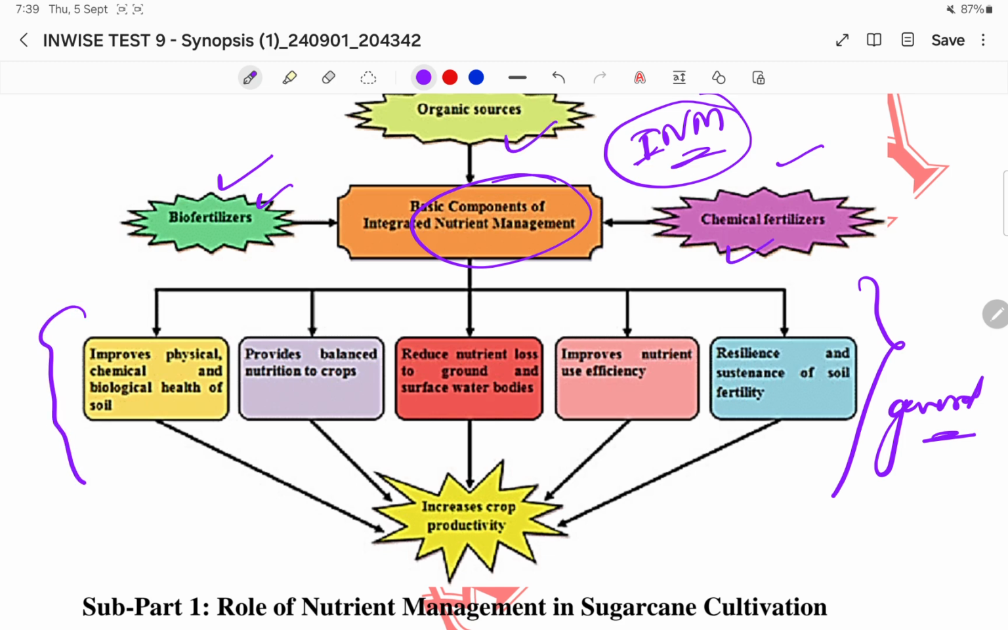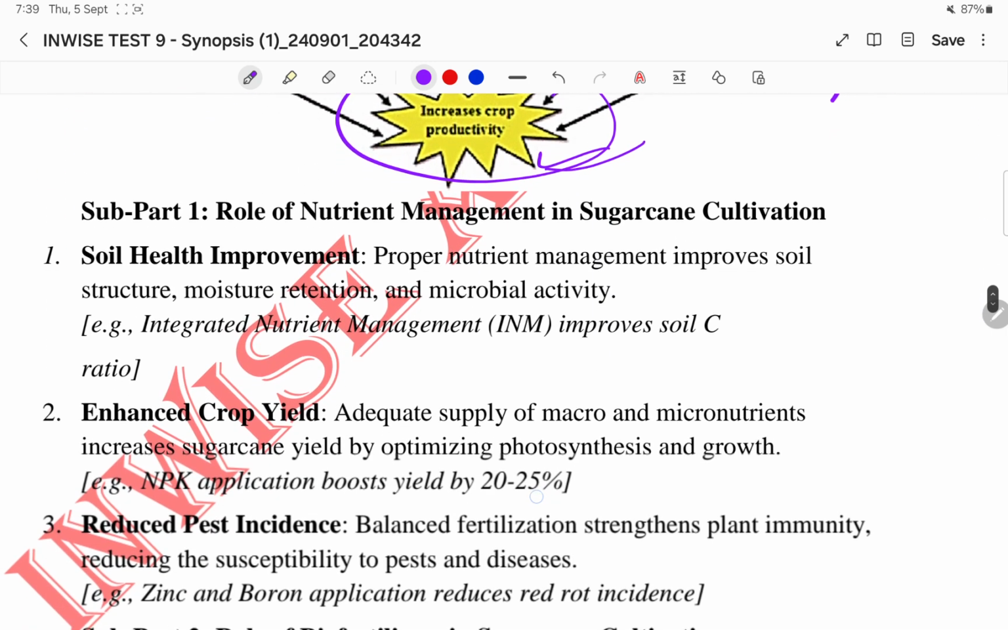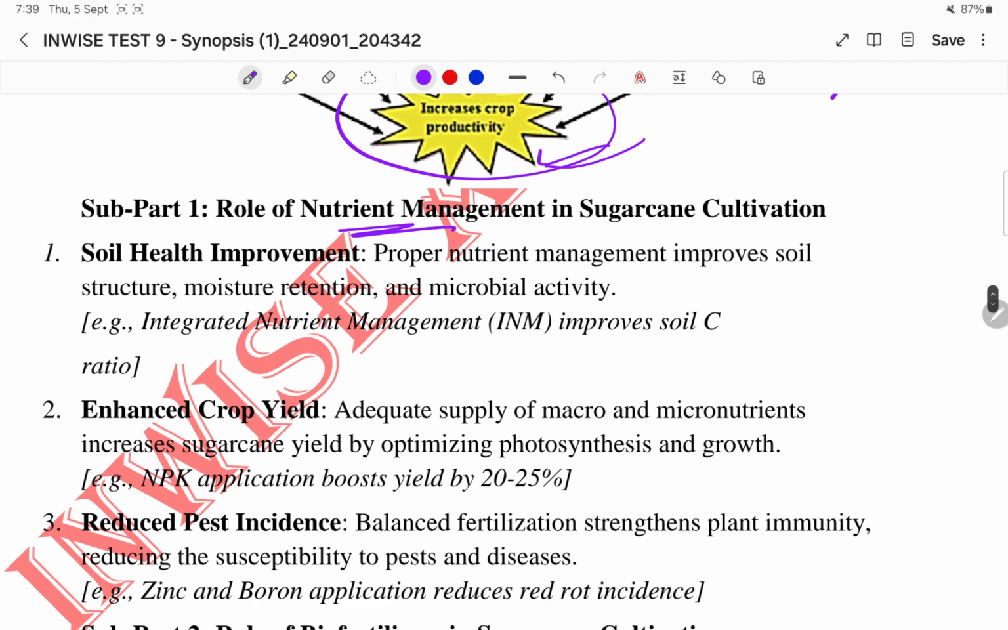Okay, then these are some points on how they can help. INM helps, so overall they will increase the productivity. Just go through this diagram in your synopsis once. Okay, so role of nutrient management. First one.